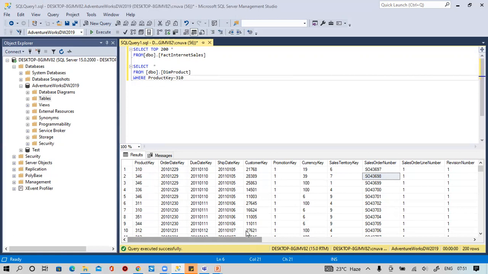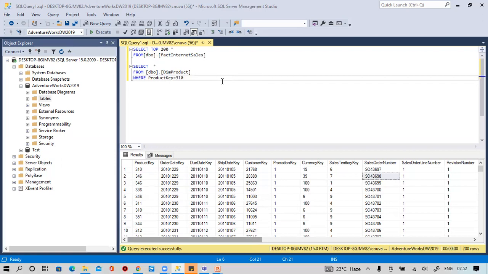Definitely, data warehousing is the heart of modeling. Without knowledge of data warehousing, you cannot develop good models. That's what I'm trying to say. Vijay, Swati, Santosh, are you clear about the definition of the fact and dimension tables?